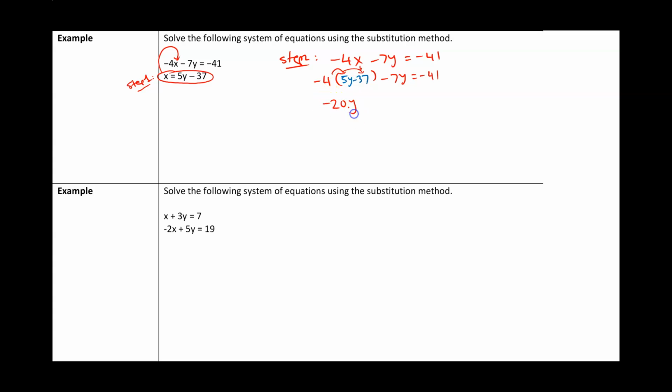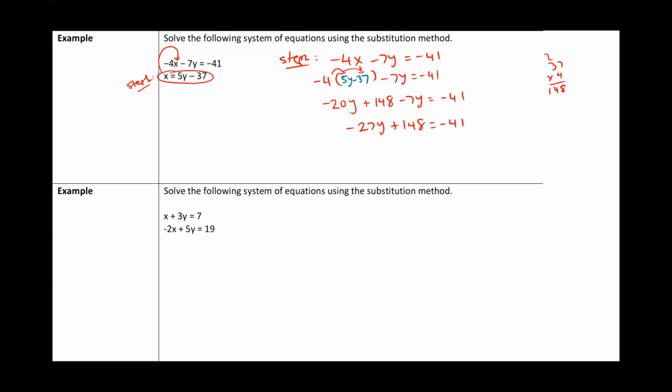That's going to be a negative 20y. And then I have a 37 times 4, which is going to be 148. Remember that a negative times a negative is a positive, so that gives me a positive 148. And then I have a minus 7y, and that equals negative 41. Then I combine my like terms, so I have a negative 20 and a negative 7. So negative 20 and negative 7 gives me a negative 27y plus 148 equals negative 41.